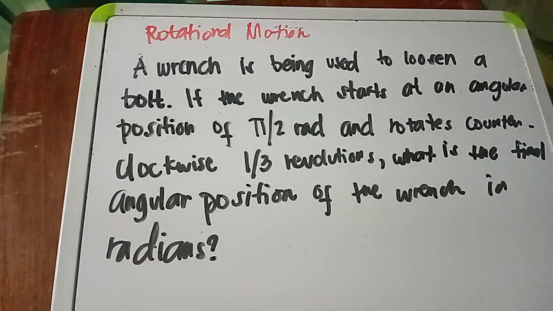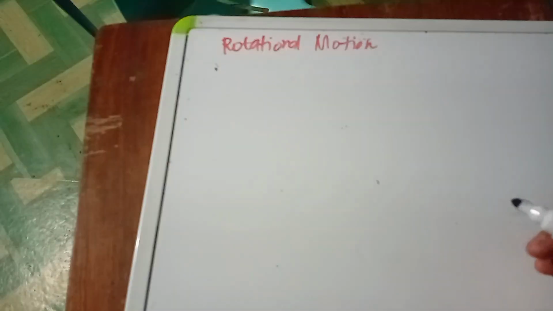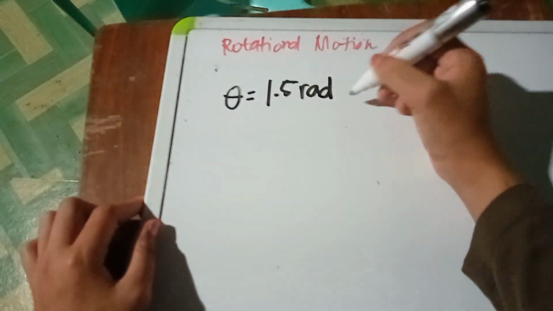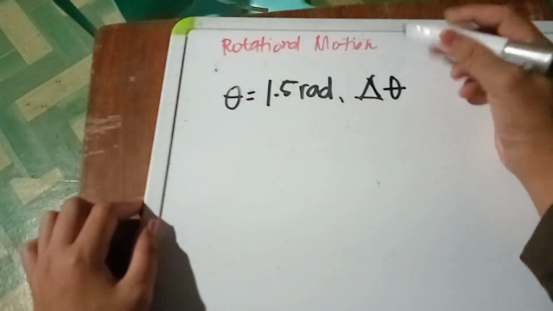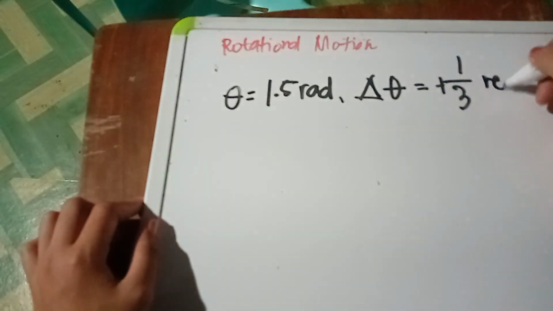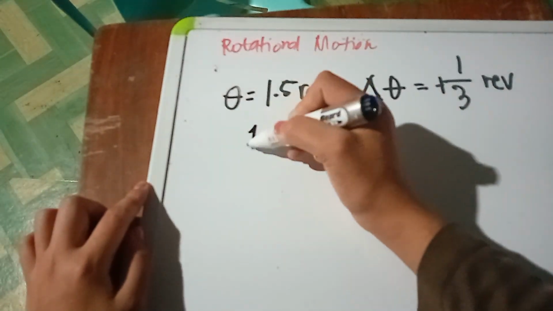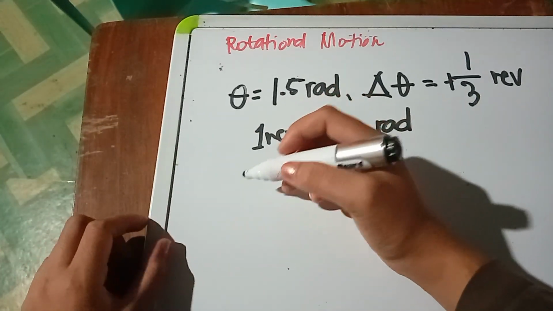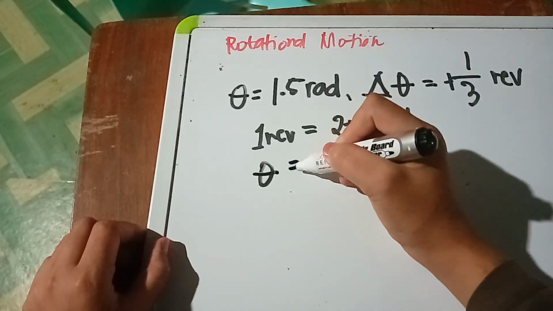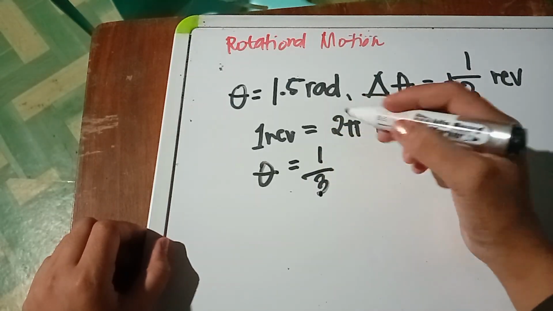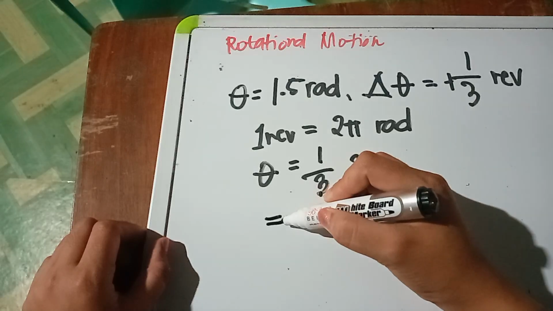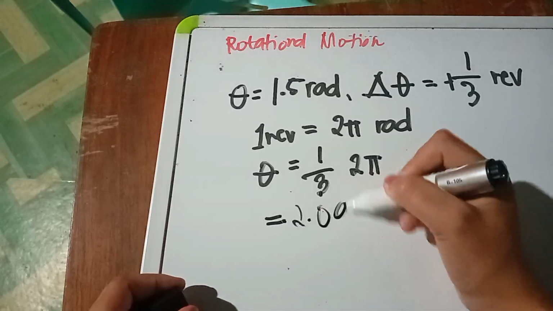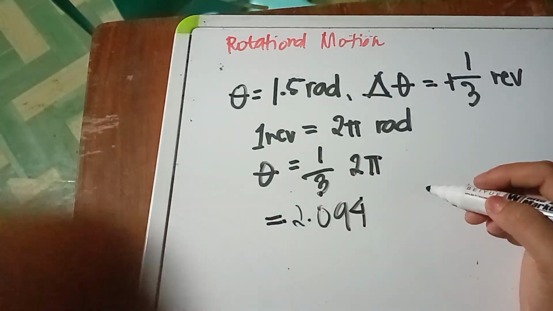So first we're going to look at our given. Theta one is equal to 1.5 rad, as stated in the problem, and the change in theta is plus 1/3 revolution. So we're going to convert revolution to radians. One revolution is equal to 2 pi rad. So 1/3 of 2 pi is approximately 2.094 rad. Since it's counterclockwise, we're going to use this formula.